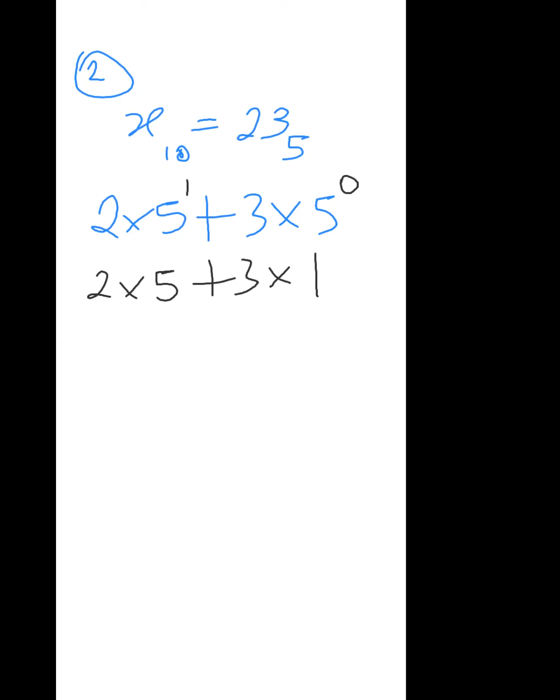So 2 times 5 gives you 10, and then 3 times 1 gives you 3. So 10 plus 3 will give you 13. So that means 13 base 10. That means X is equal to 13. X is equal to 13. And this is question number 43, 2016. JAMB, question number 43, 2016.